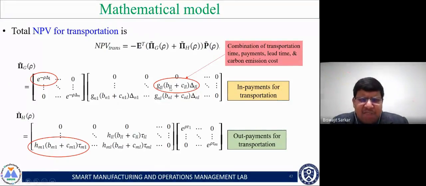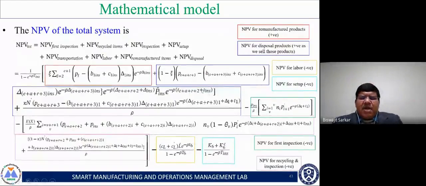So this is the matrix representation using the same approach. NPV stands for net present value for the transportation and also the carbon emission cost. So this is the final total cost: NPV for first inspection for the recycled item, then the second inspection, then the setup cost, then the transportation, labor, remanufacturing items, and disposal. And this is the total expression.